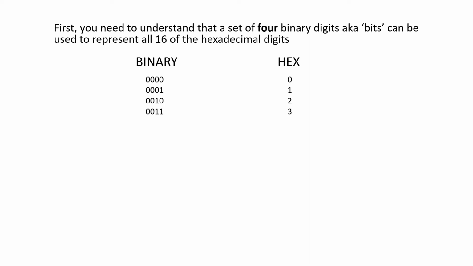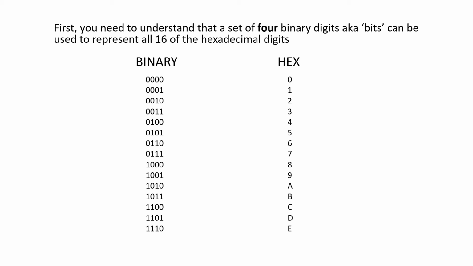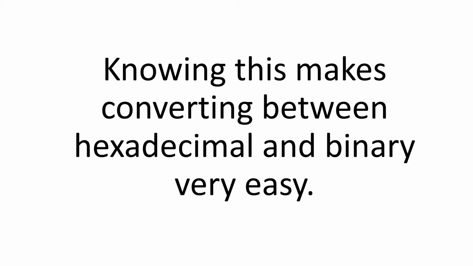And you'll see I'll go down the line, and I'm going to stop when we get to 10. So 1010 in binary is A in hexadecimal. 1011 is B, 1100 is C, 1101 is D, 1110 is E, and lastly 1111 is F. Knowing this makes converting between hexadecimal and binary very easy.